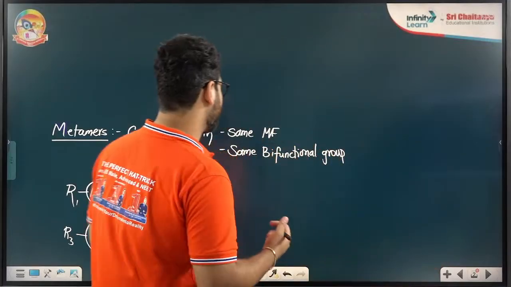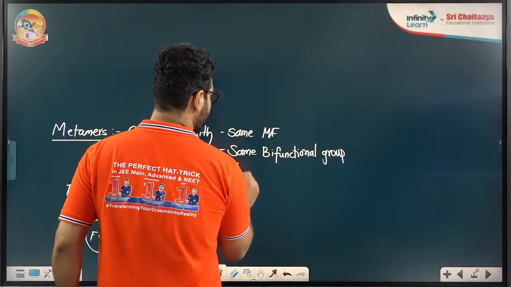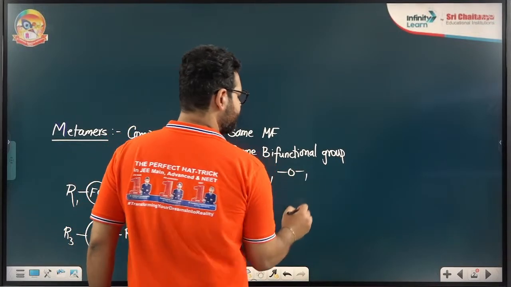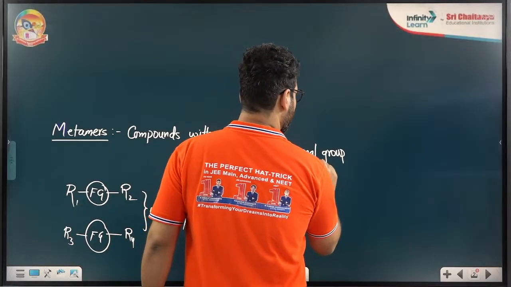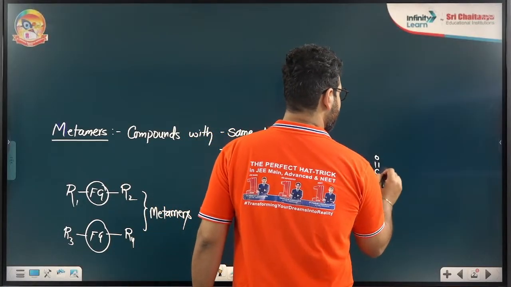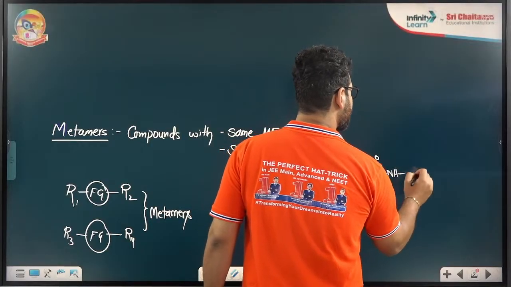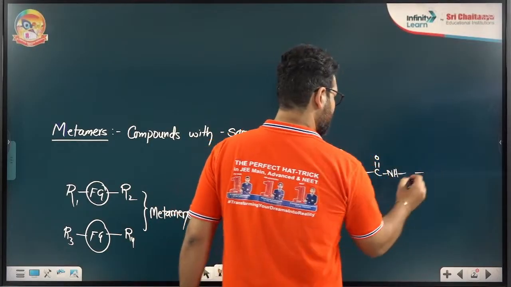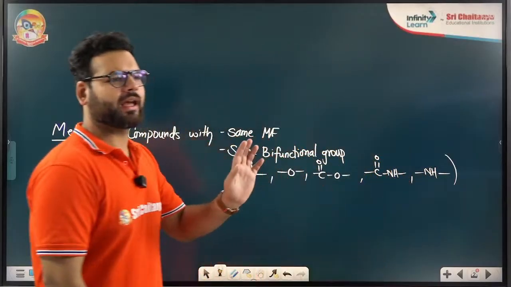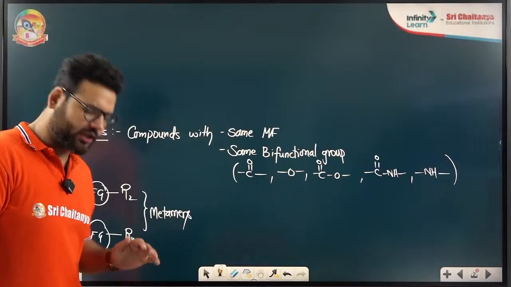The functional groups which may be present here are ketone, ether, ester, secondary amide or secondary amine. These types of functional groups can show metamerism. Other functional groups cannot show it.